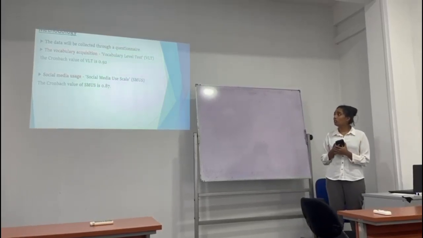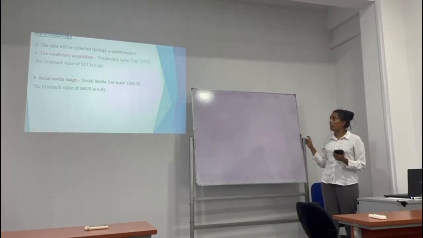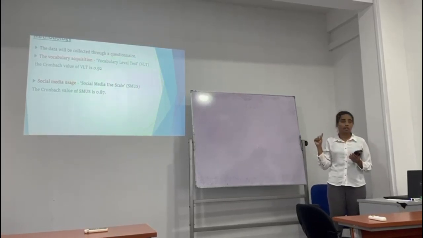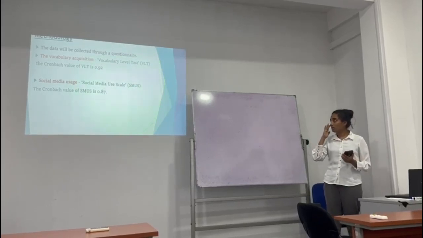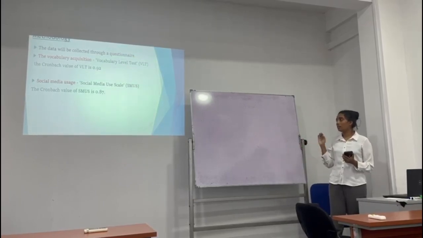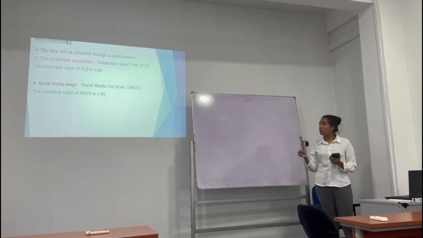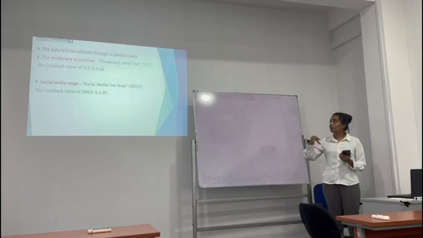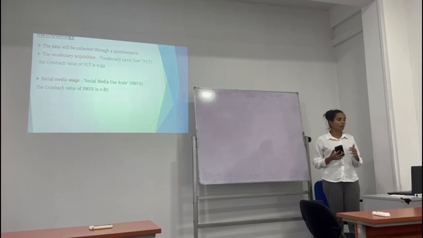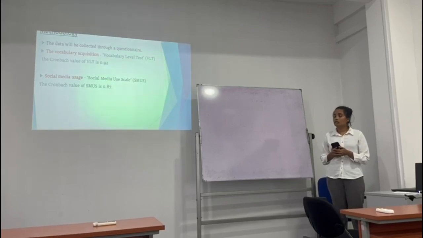So to measure the two variables, for the vocabulary acquisition, I use the vocabulary level test, and it is used because the Cronbach's alpha value of the VLT is 0.92, and the social media usage will be measured through the social media use scale, and its Cronbach's alpha value is also higher than 0.7. So the questionnaire is made from these standardized tests. It's not me who is making the questionnaire, it's according to these standardized tests.